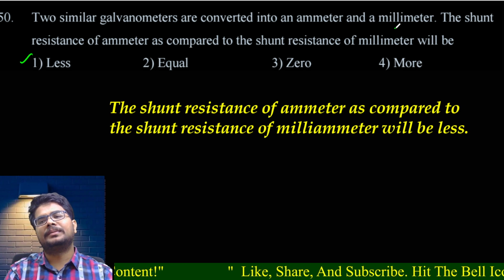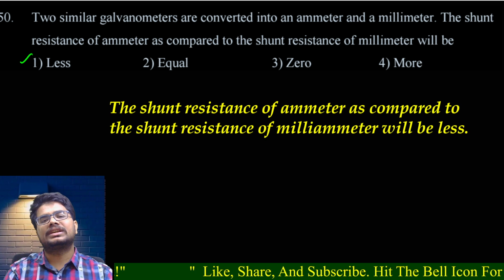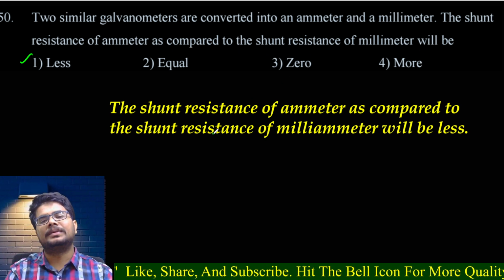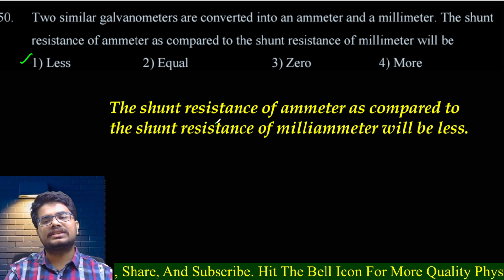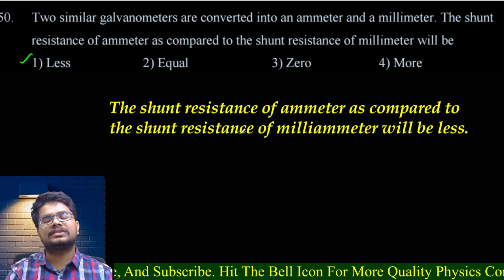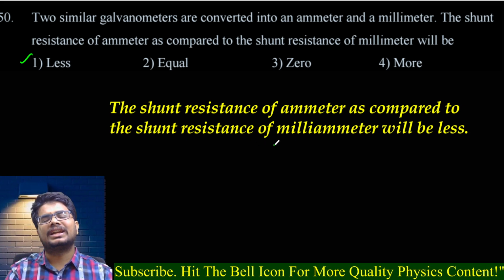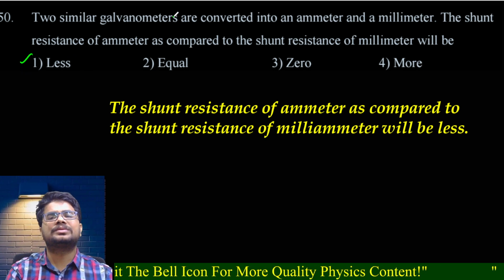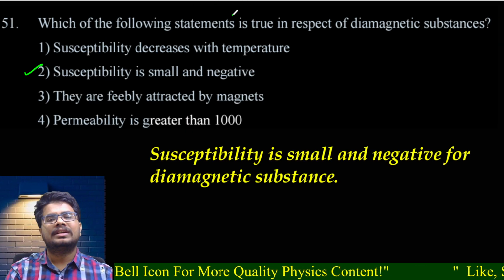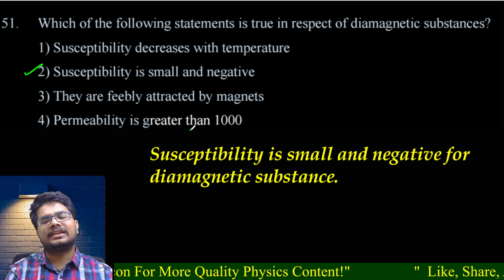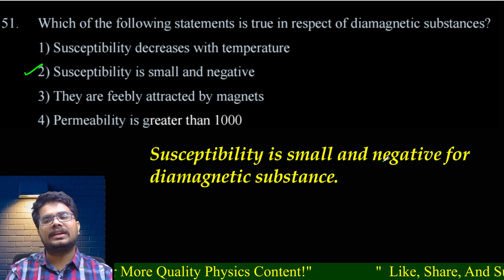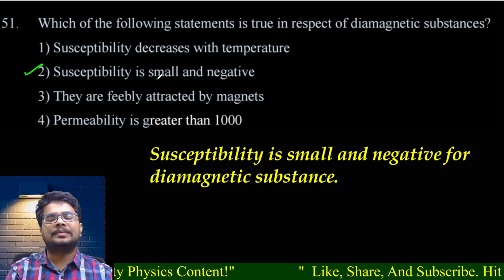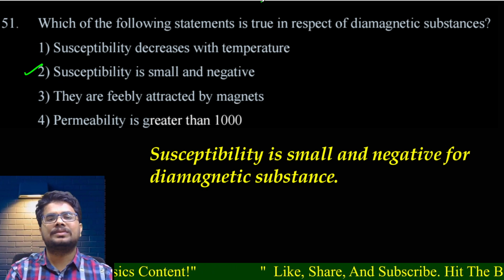Now, if you observe, two similar galvanometers are converted into an ammeter and a milliammeter. The shunt resistance of the ammeter as compared to the shunt resistance of the milliammeter will be less only, not more. This is a basic theory point. Just go through that once and you will understand. Like this is also magnetic materials, just a theory point. Susceptibility is small and negative for what? Diamagnetic substance. They are asking about diamagnetic substance only. Susceptibility is small and negative is correct, and option 2 is correct.